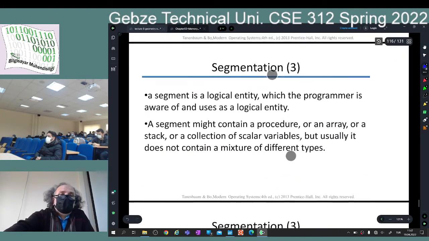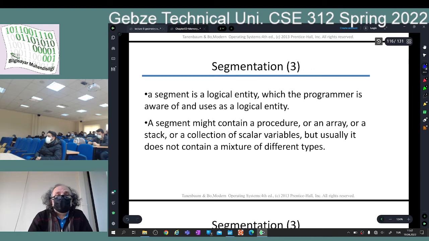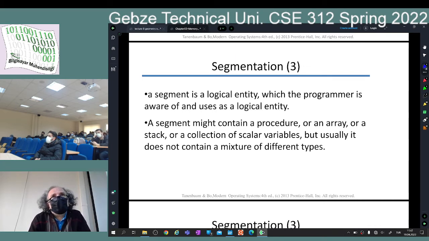Again, the segment is a logical entity which the programmer is aware of and uses as a logical entity. The segment might contain a procedure or an array or a stack, or you know the idea. It is designed by the programmer. So programming in this kind of environment is a little bit different than programming with the paging environment.